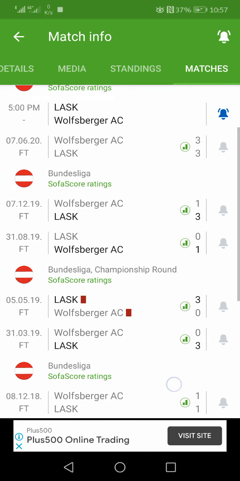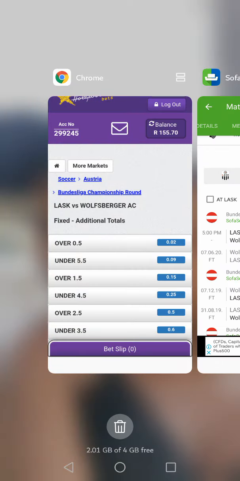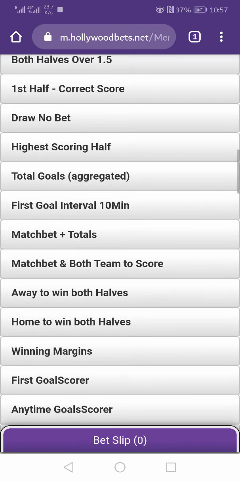It means that LASK is a scoring team, irrespective of whether it will win or lose. LASK is a scoring team. Are you getting my point? So now you are stabilizing, emphasizing your analysis that LASK can score.